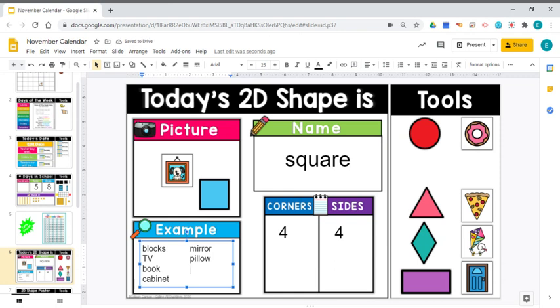Parker said that he has a cubby where he puts his shoes that are in the shape of a square at his house. And we have room for one more. Oh, goodness. Eldrick said that his sandwich that he had was in the shape of a square.